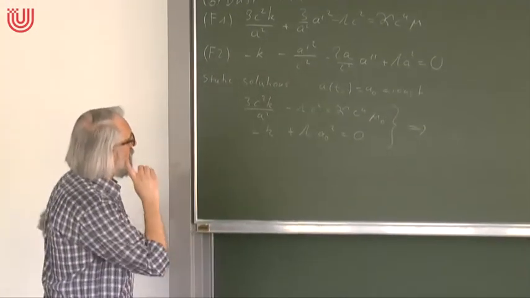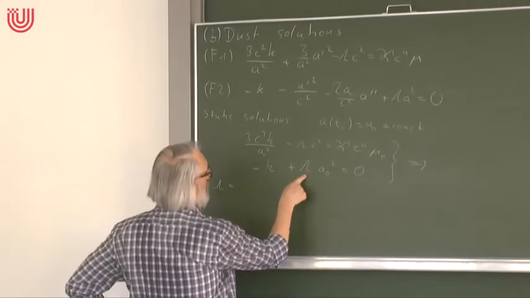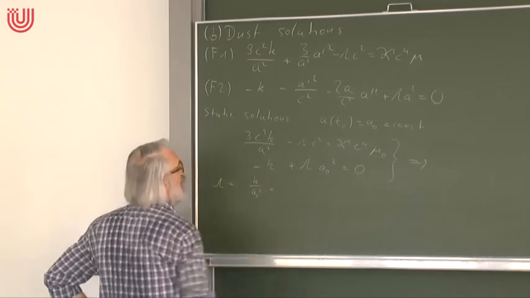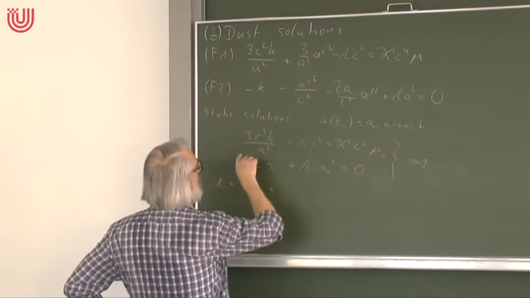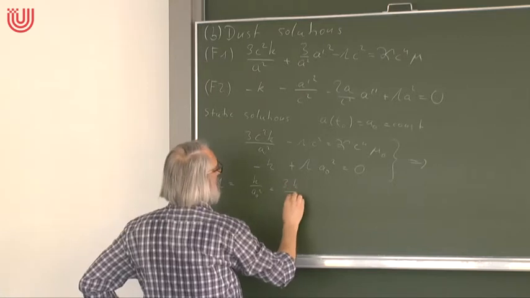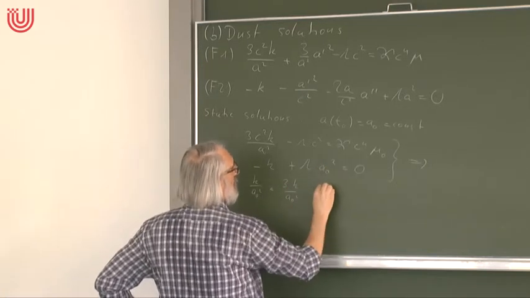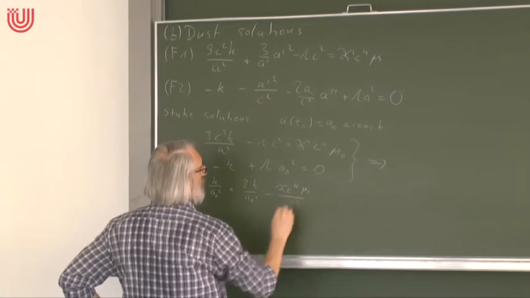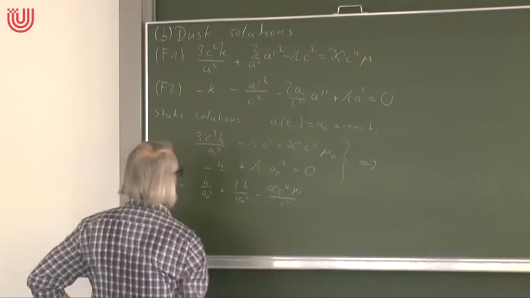This tells us that I can eliminate lambda from these two equations. So lambda, according to the second equation, is k over a naught squared. And according to the first equation, lambda is 1 over c squared times this. This is 3k over a naught squared minus this term, kappa c to the 4 mu naught over c squared. So these two things must be equal.